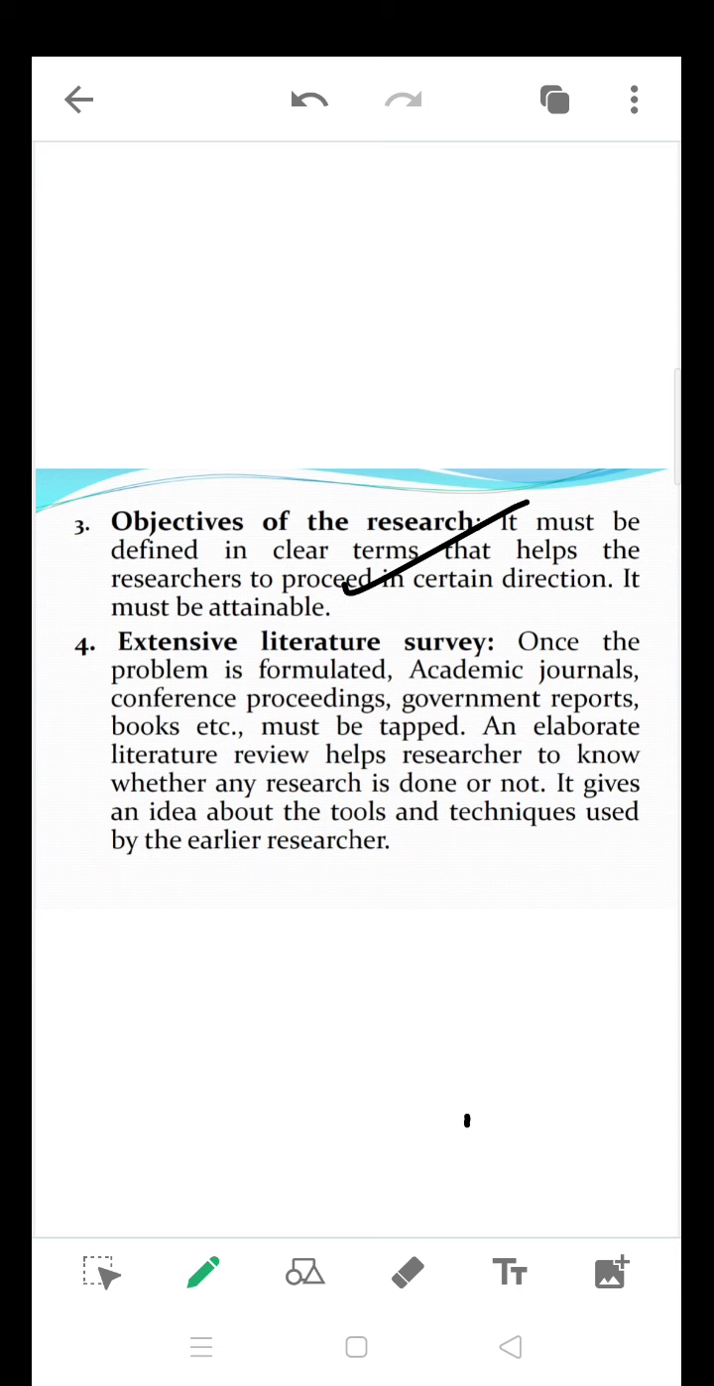And the next one is extensive literature survey. Literature survey in the sense you are going to make a survey. Once the problem is formulated, academic journals, conference proceedings, government reports, books, everything is going to be reviewed, research done by the people. Why? Because you are going to take a base.